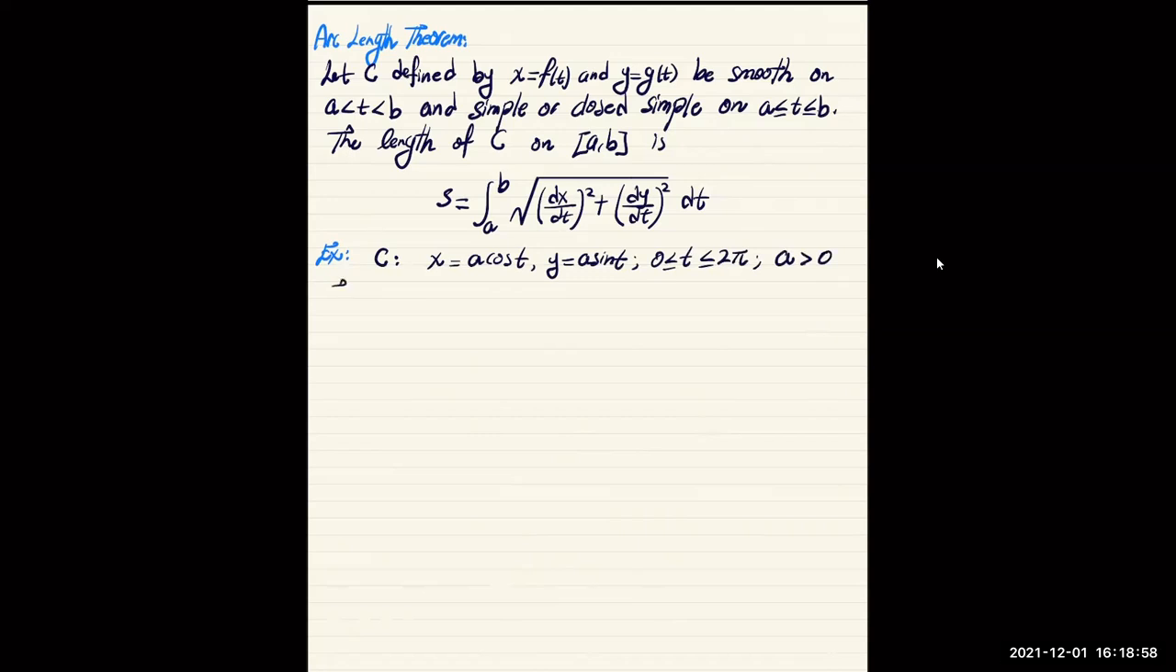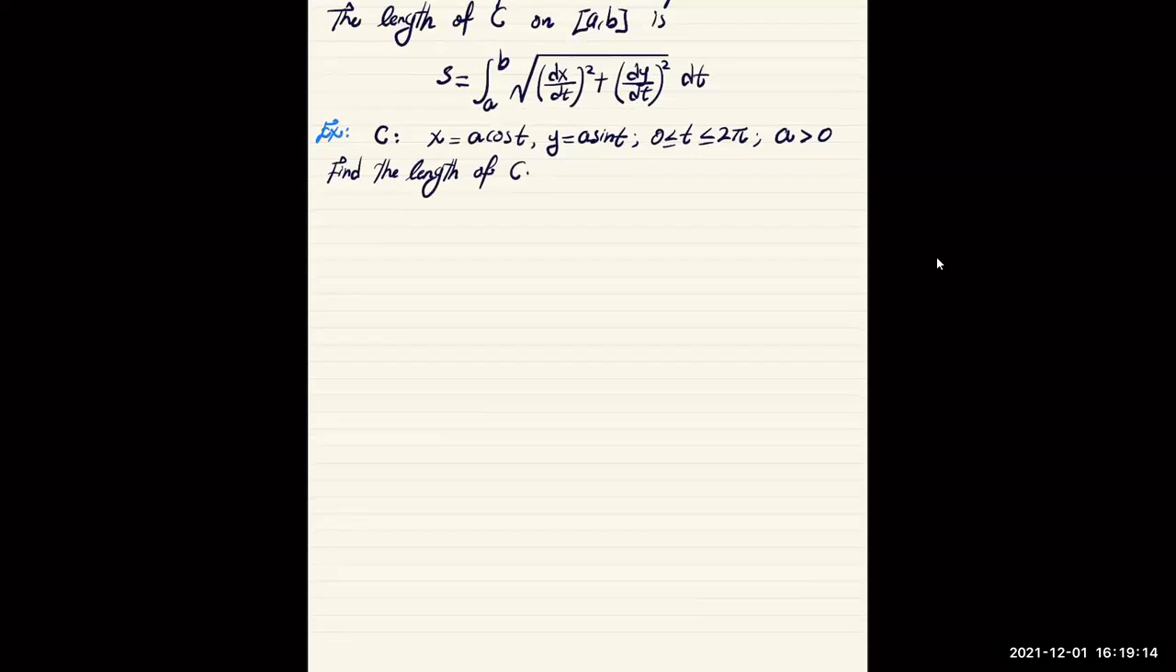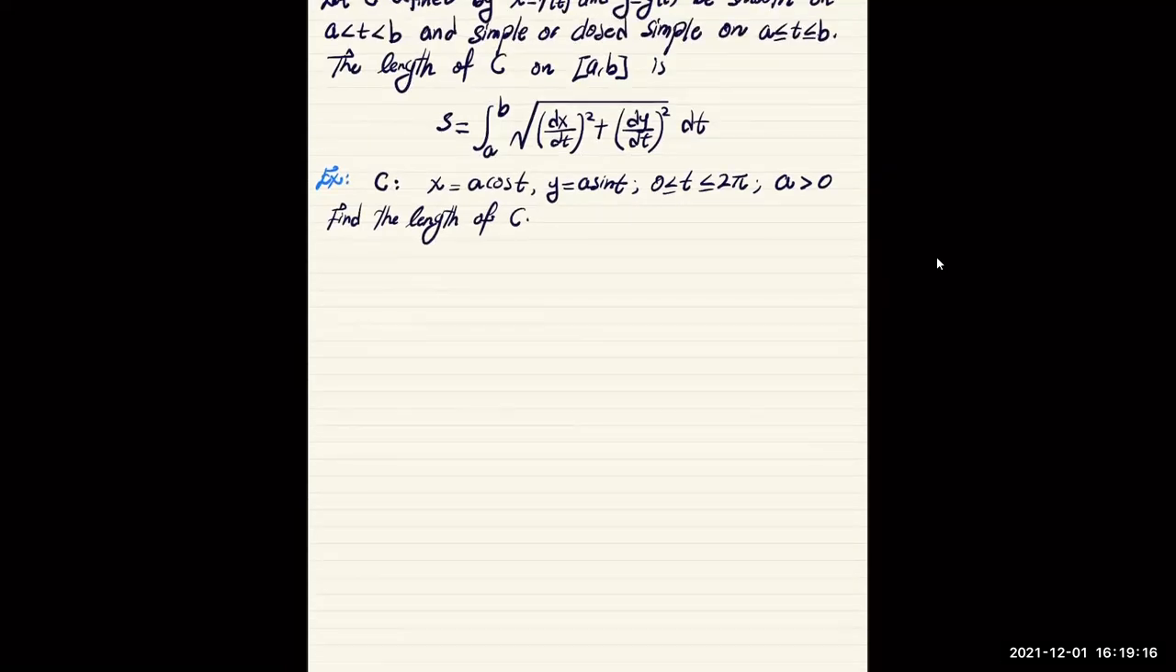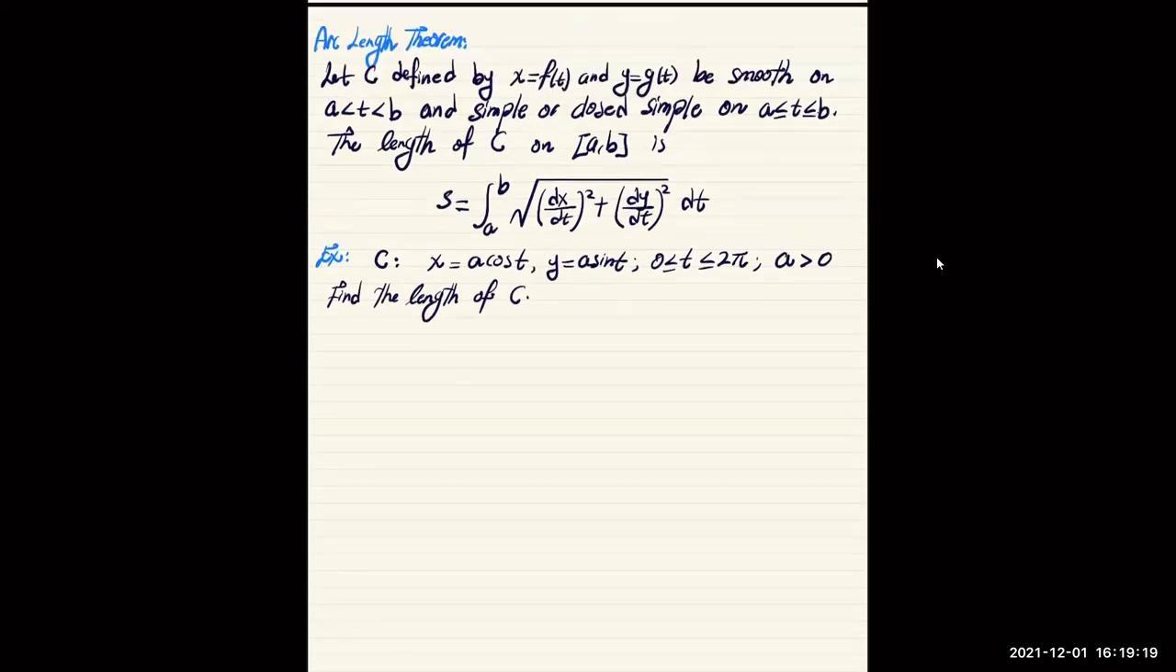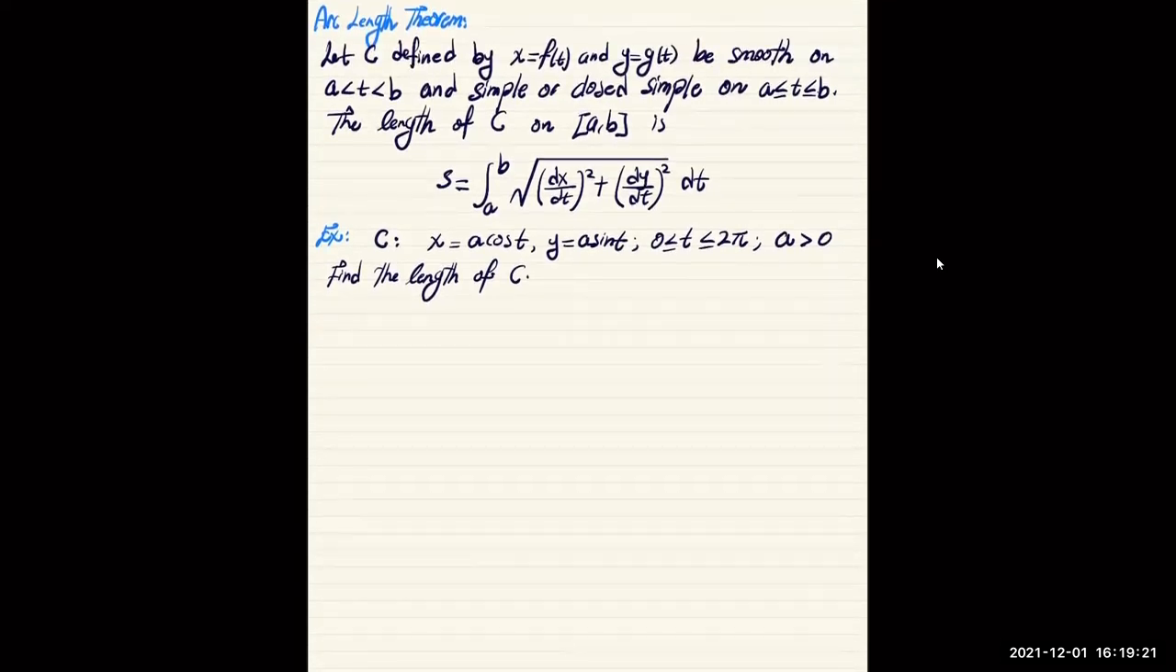Okay, we want to find the length of C, which is basically the circumference of a circle of radius a. Well, first of all, we're going to have to use the arc-length theorem, so we have to check its requirements. Don't just apply a theorem; its assumptions must be satisfied.